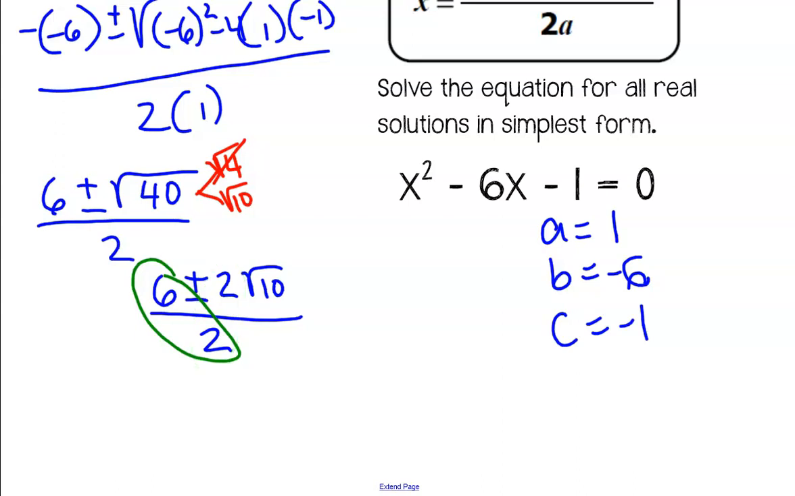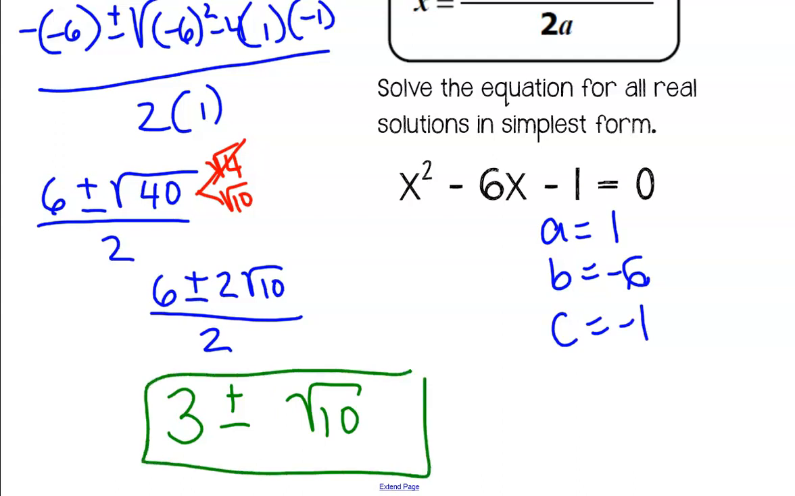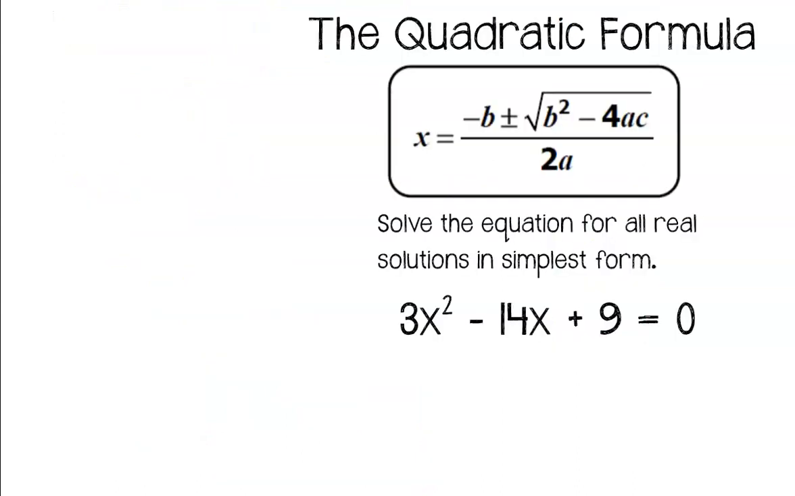So I can divide this by 2, and I can divide this by 2. So 6 divided by 2 is going to be 3, and 2 divided by 2 is going to be 1. So I could write it like this, or I could even leave that off. And this would be our most simplified, simplest form radical answer. Okay, let's try that one more time. So sometimes as you're simplifying your discriminant, you can also simplify the radicand, and sometimes you can even simplify the fraction. So one more time, here we go.